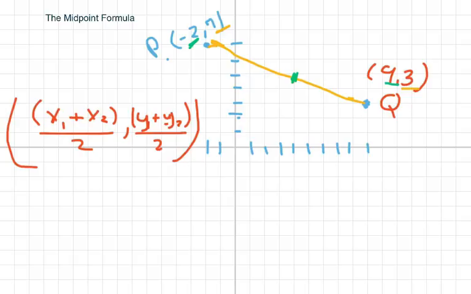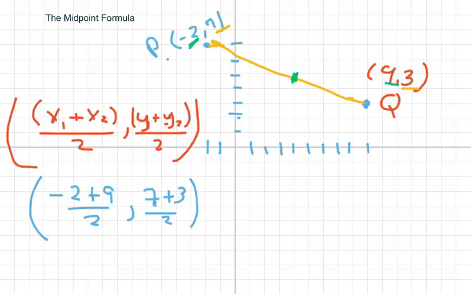So I'm going to add my x's and I get -2 plus 9 divided by 2. And then that's my x. My y is going to be 7 plus 3 over 2. And that's going to give me 7/2 for my x, and my y would be 5.